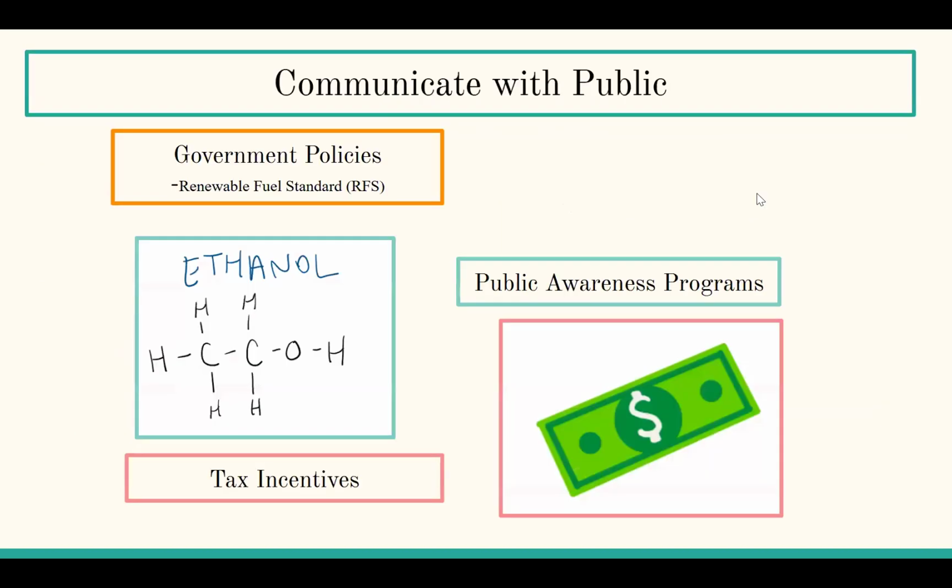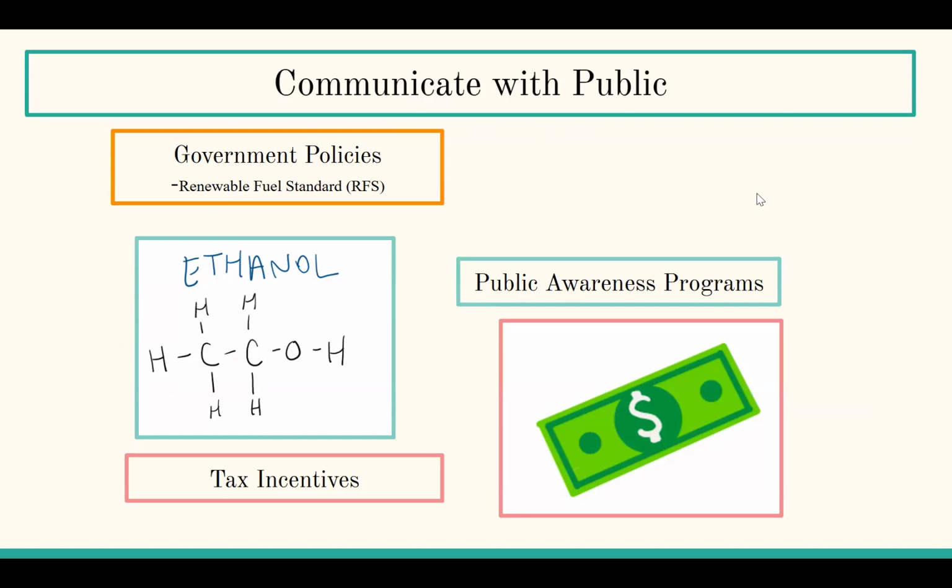There are a few ways that ethanol's use has been communicated with the public. One is the government's policies that encourage ethanol's use. This policy is called the Renewable Fuel Standard, or RFS. It mandates that billions of gallons of ethanol be blended into diesel and gas each year.